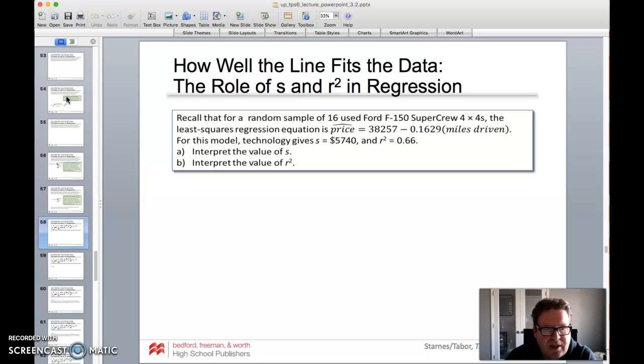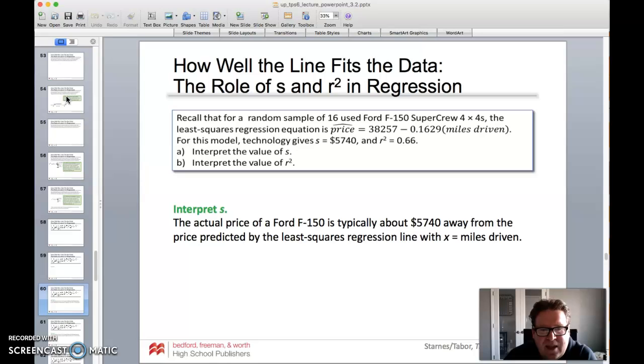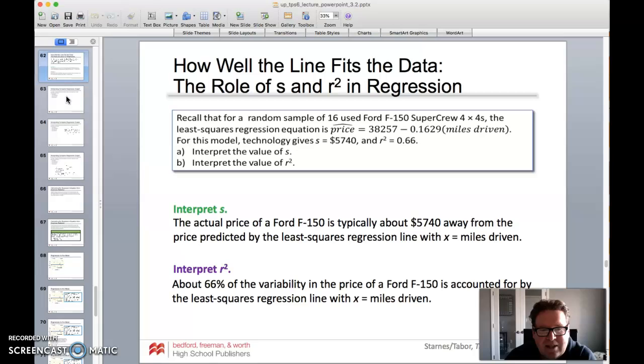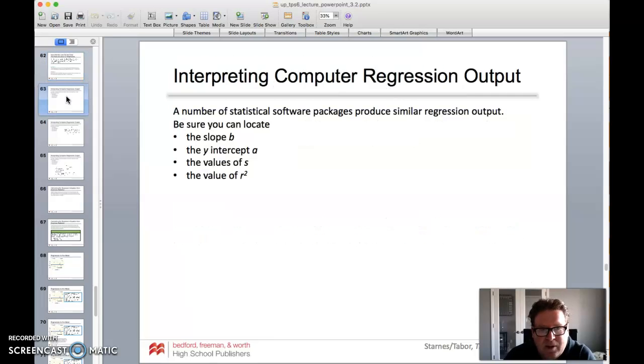That's what we're focusing on, the meaning of it. The standard deviation tells us that the actual price is typically about $5,740 away when we use the least squares regression line to predict it with x miles driven. You might say it's not that great. Well, there's some variability there, obviously. R-squared being 0.66 tells us that about 66% of the variability of the price of that F-150 is accounted for by that line.